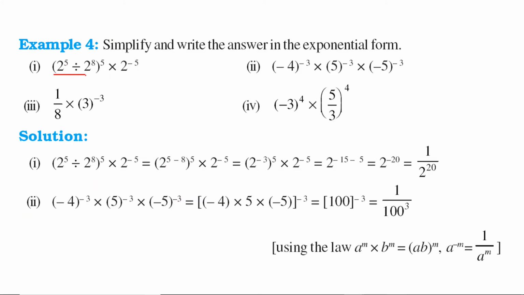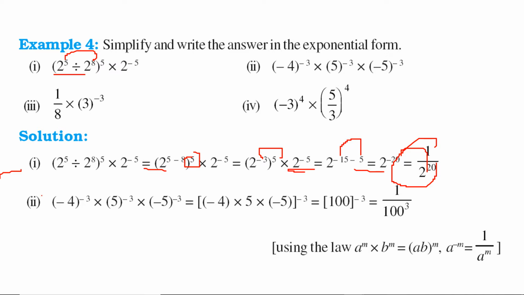So this is simply 2 to the power 5 divided by 2 to the power 8. So 5 minus 8, this will be 2 to the power minus 3. Then we have power again, 2 to the power minus 3 to the power 5. That is 2 to the power minus 15. And then we have 2 to the power minus 5. So minus 15 minus means adding minus 15 with minus 5. That is minus 15 minus 5, that is equal to 2 to the power minus 20, which is equal to 1 by 2 to the power 20, because we have to take the reciprocal if we want the power in the positive.